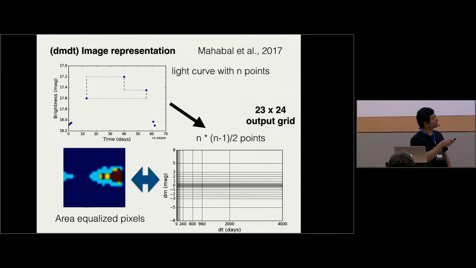Matthew had shown this picture. If you take pairs of points here, the x-axis defines the delta t and the y-axis defines the delta m. So you go to this rectangle here, a mapping where the bins are of different size, because we use the CRTS cadence where we had images that were separated by 10 minutes each.